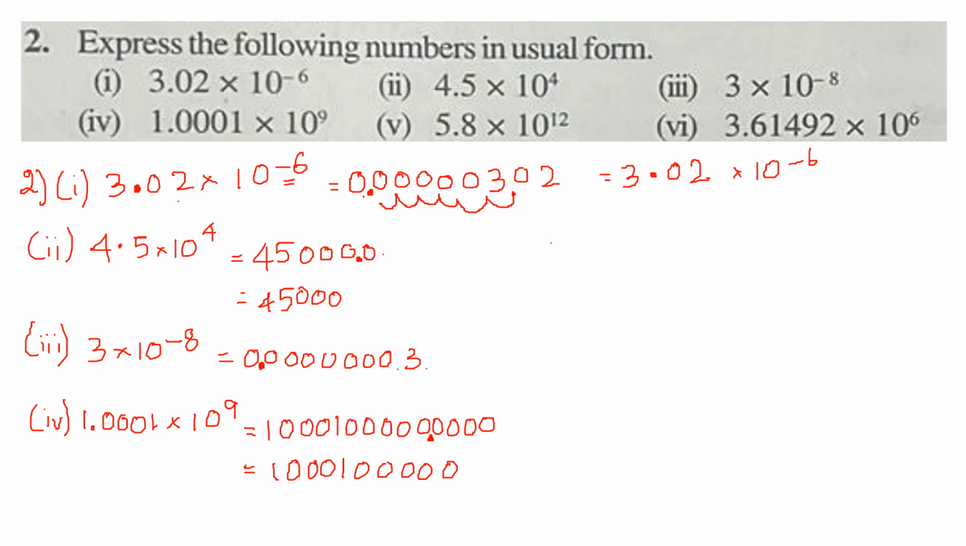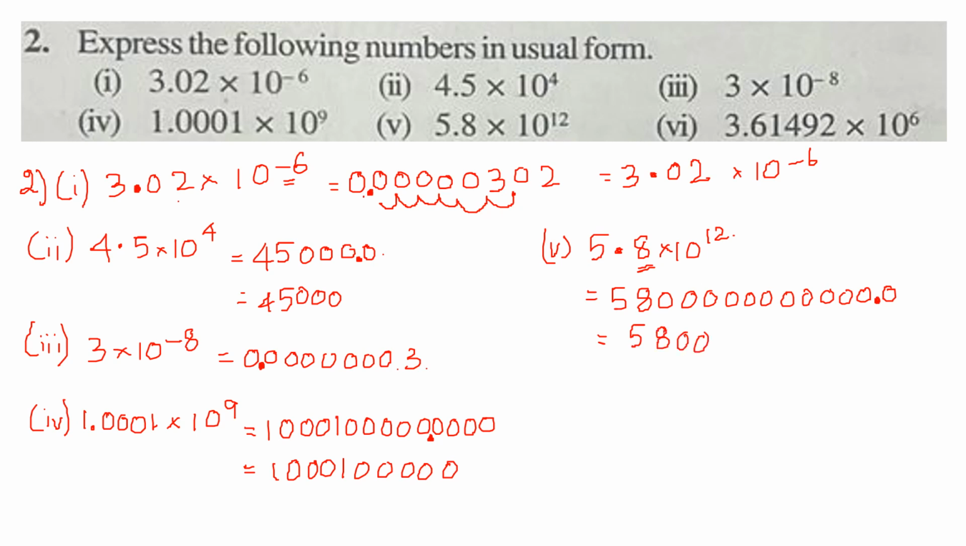Moving on to the fifth question, we have been given 5.8 into 10 to the power 12. Okay, so you will write it as 58 followed by 12 zeros. 6, 7, 8, 9, 10, 11 and 12. So you have one digit after the decimal. So keep a point here. So the answer is 58 followed by 11 zeros. Okay.